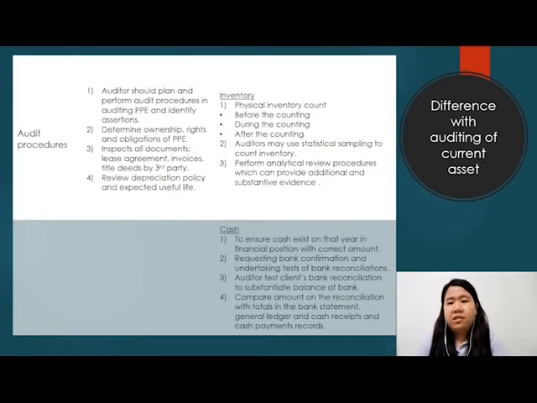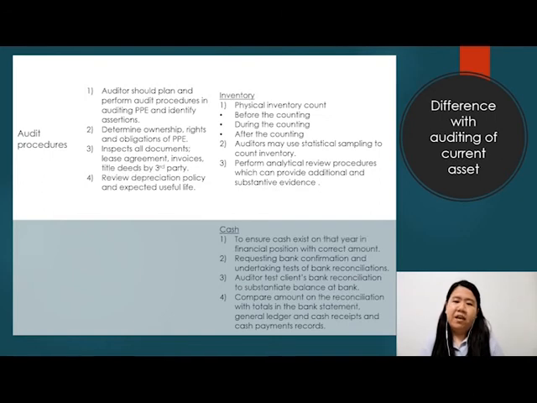Lastly, for the audit procedure. For PPE, the auditor should plan and perform the audit procedures in auditing PPE and identify the additions. Second, determine the ownership, rights, and obligations of PPE. Third, inspect all the document sources, for example lease agreements, invoices, and title deeds by third parties, and fraud, and review depreciation policy and expected useful life.